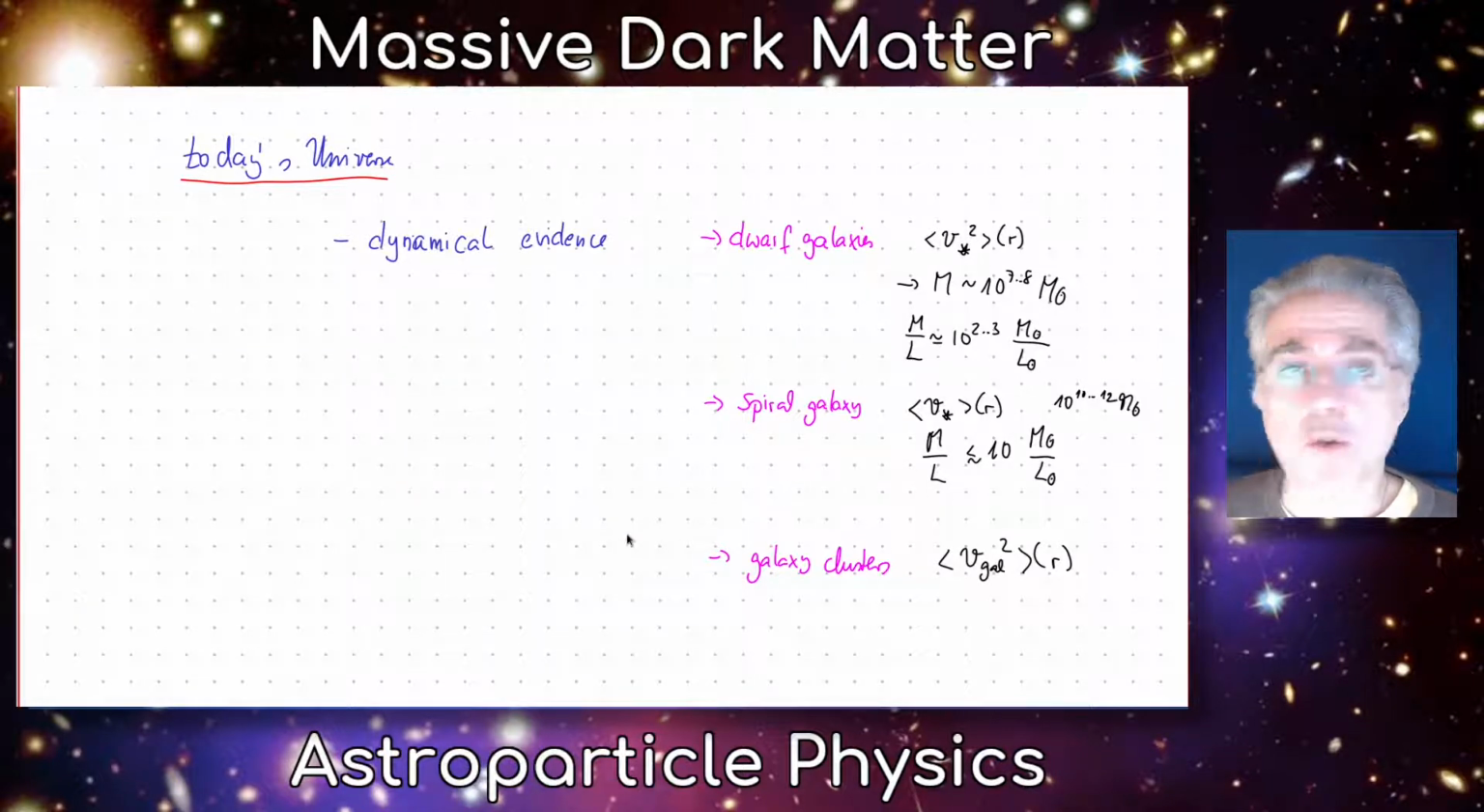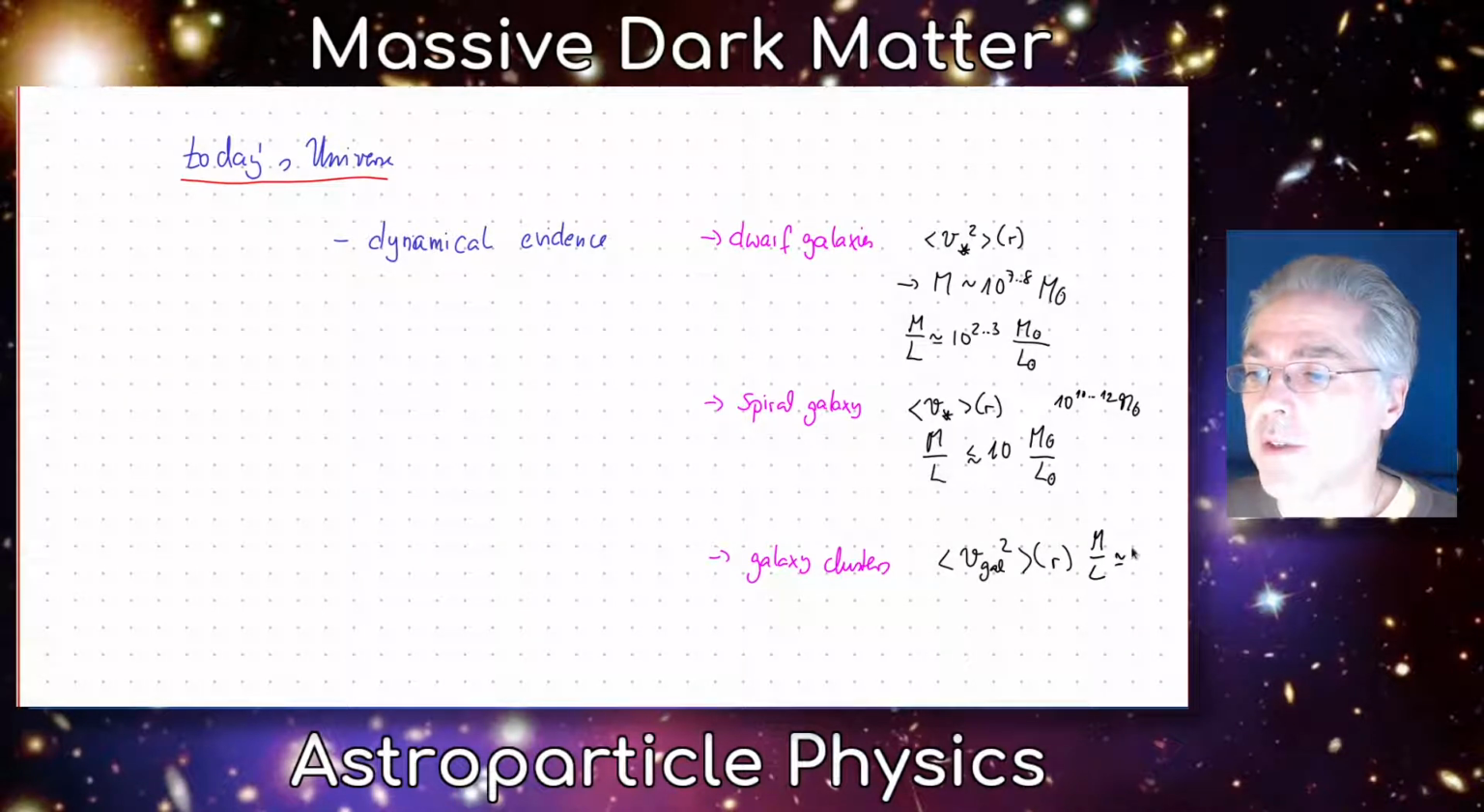And this turns out to be giving us something of the order of a mass to luminosity ratio of about a few hundred. These are typical values.